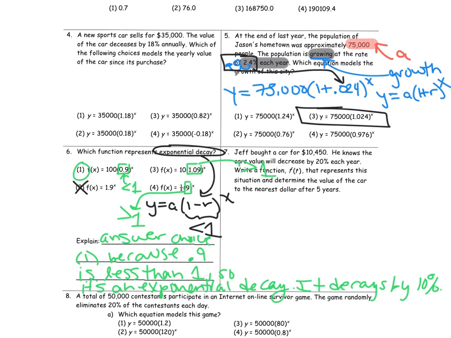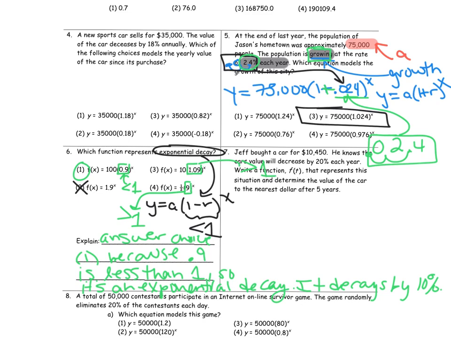So for question 5, this ended up being a growth. So we're looking at that 1 plus. I converted our percentage of 2.4 to a decimal. So 2.4, we moved that decimal to the left twice. And we threw that in here for our rate. All right, and that answer choice ended up being 3.